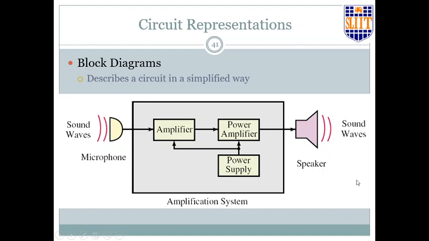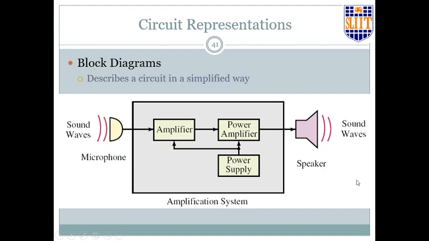It has a microphone. You don't know what a microphone is, but it is a microphone. There is an amplification system which amplifies the signal, and the output is given to the speaker, which releases the sound waves. What is accepted by the circuit is a sound wave, and what is given out is also a sound wave. In between you have an amplifier, a power amplifier, and a power supply. The signal goes to the amplifier and then the power amplifier, which are both powered by the power supply. So any person who can read a diagram can explain this.